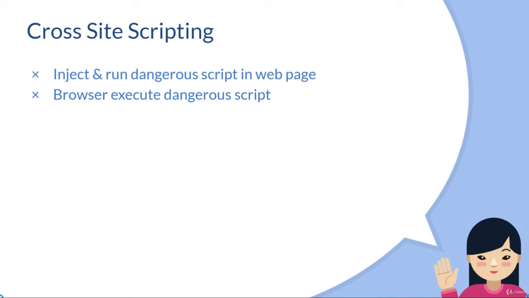What kind of dangerous script can be executed? Well, some possible scenarios are getting a cookie, and if this cookie contains authorization, it can be used to fake a legitimate user. Basically, the attacker sends requests to the legitimate server by pretending to be the victim using the authorization cookie.